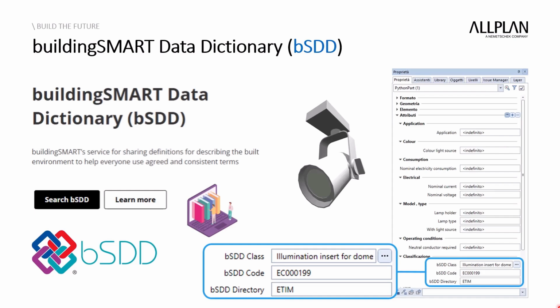In addition to the IFC and IDS formats, another format we need to consider in a BIM workflow context is the bSDD format, which stands for buildingSMART Data Dictionary. In other words, I can access a database provided directly by buildingSMART to populate all my objects with information.